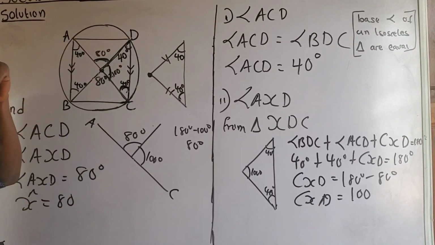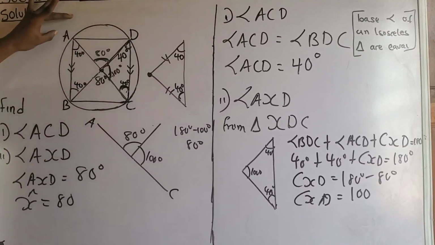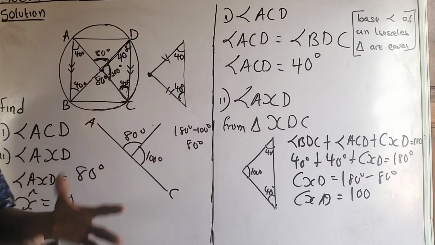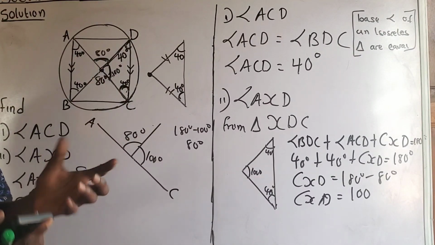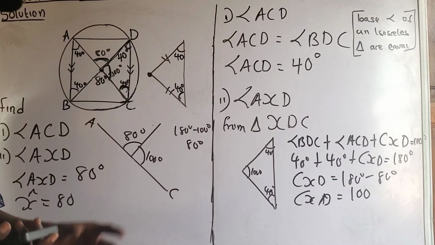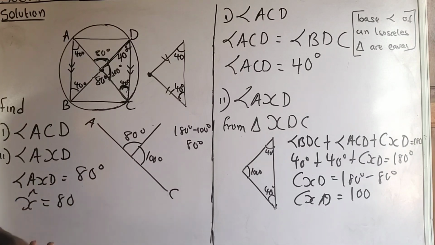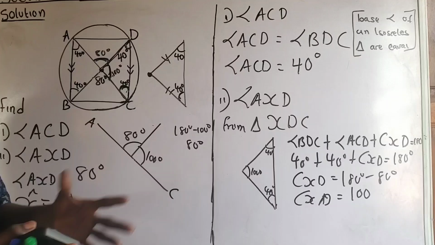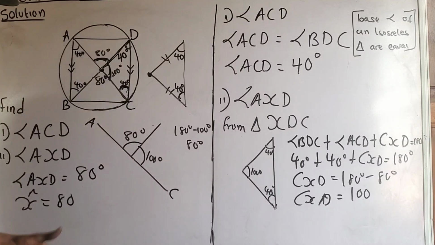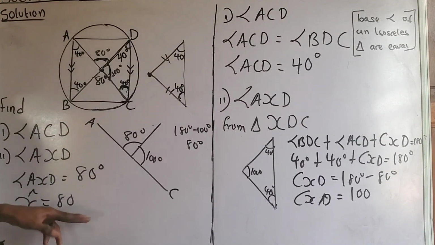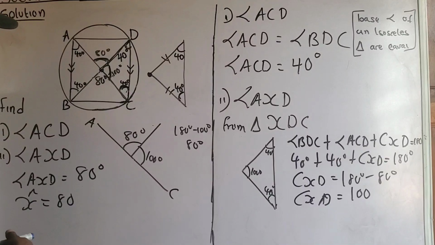So now listen. Looking at this diagram, okay, you can have many approaches to solve your question. Just make sure that it follows the theorem. You understand? The plane geometry theorem and circle geometry theorem. You can have many approaches to solve the question. So the solution to the question is angle ACD is 40 degrees, while angle AXD is what? 80 degrees. Let me put degrees. So that is the solution to that question.